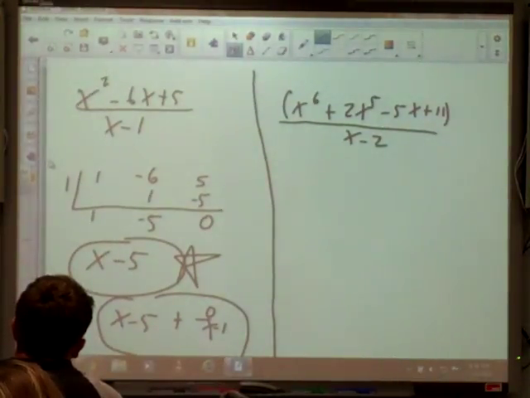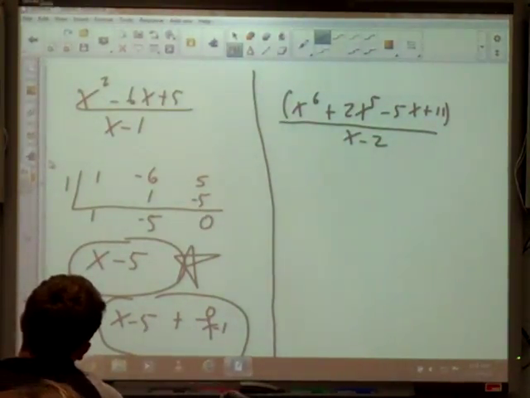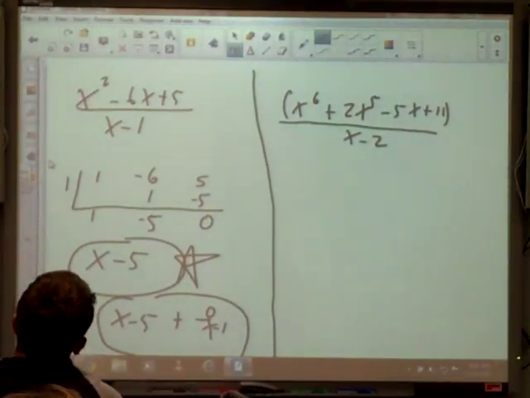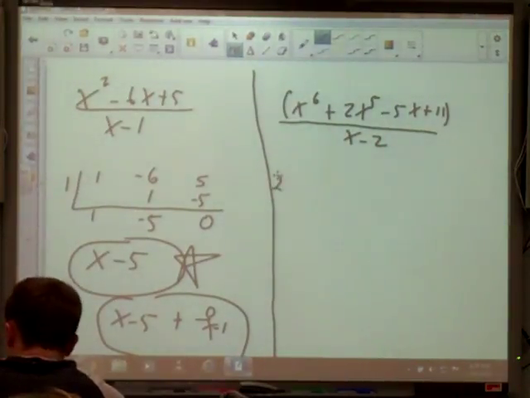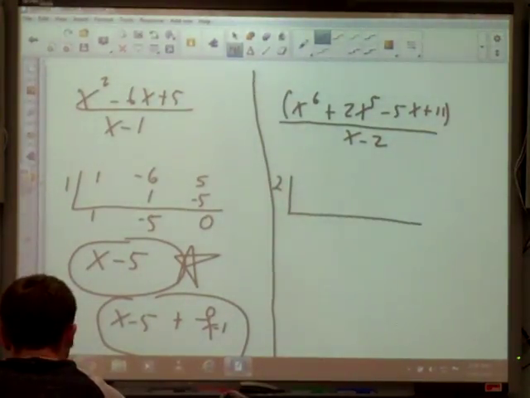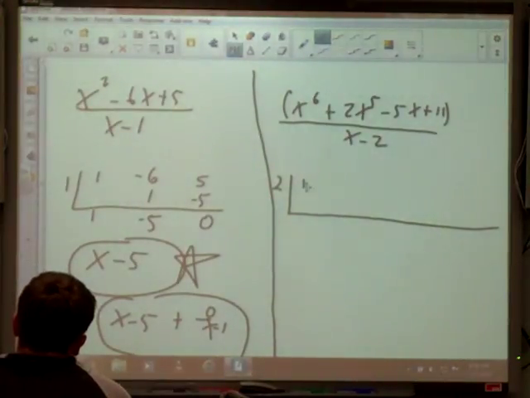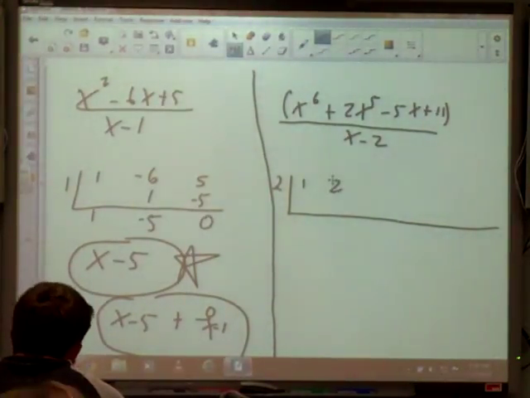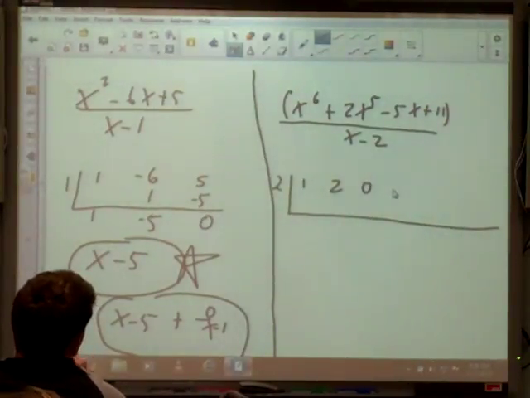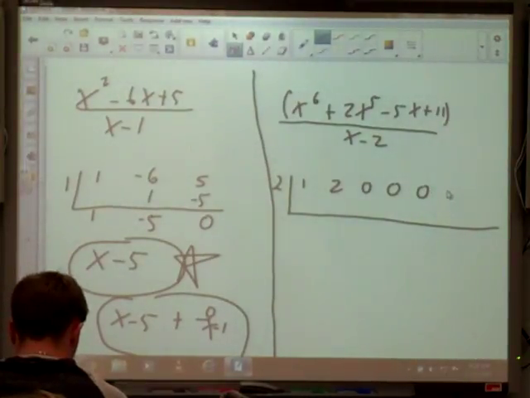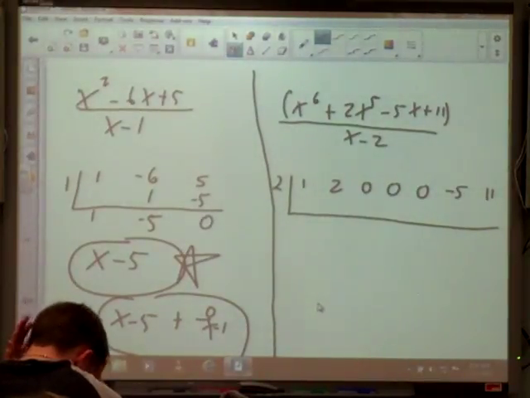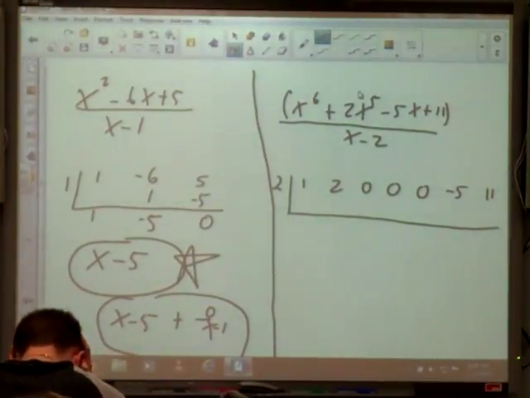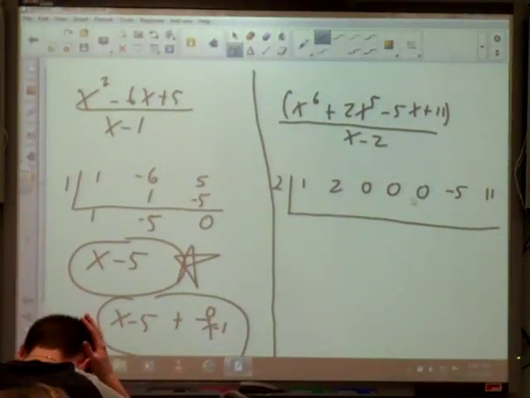Now, this ugly thing over here has got a remainder, and there's also lots of zeros that you have to include. Did y'all catch that? All right. I'm going to set mine up. The box 2 will be outside. I had a 1x to the 6th, a 2x to the 5th, 0x to the 4th, 0x cubed, 0x squared, -5x, and an 11 constant. Okay, so it didn't look like it was that big, but then you were missing all those pieces in there.